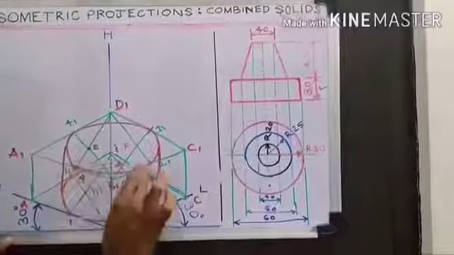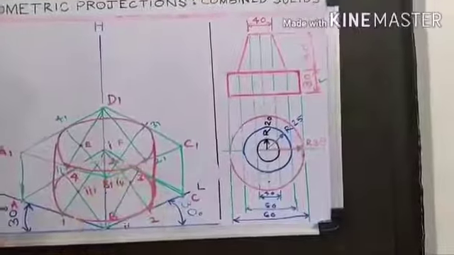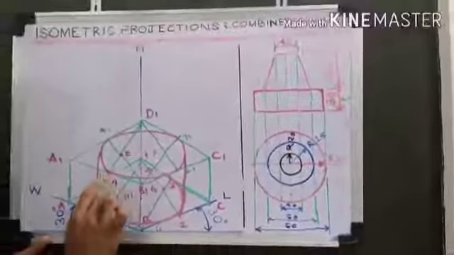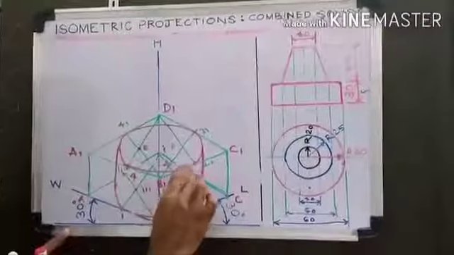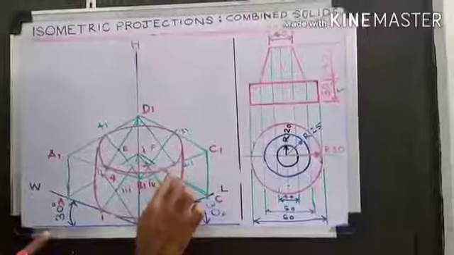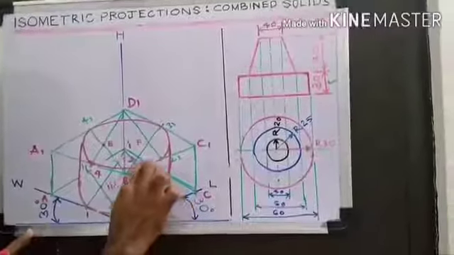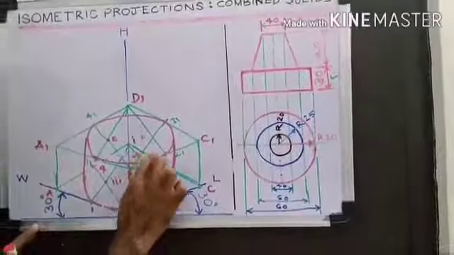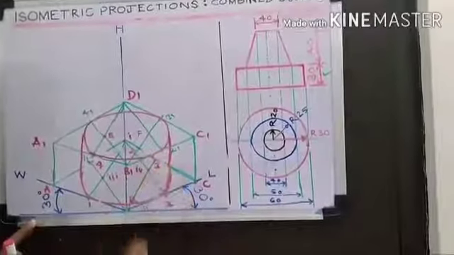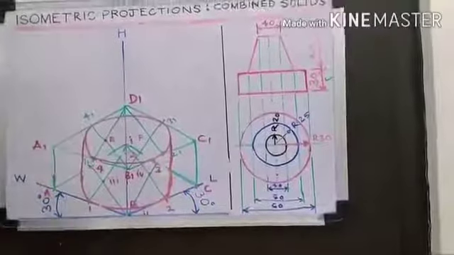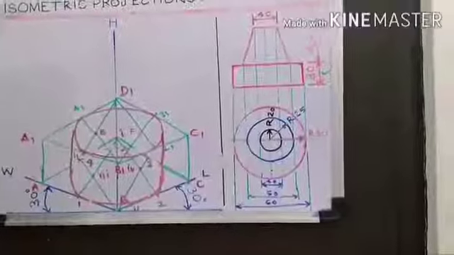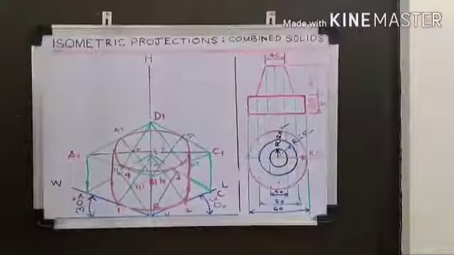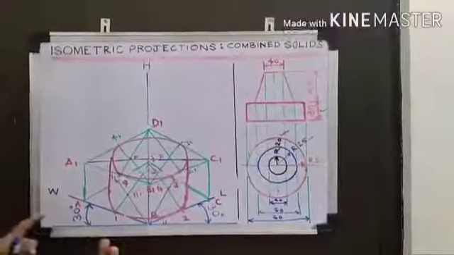Got it? Now, this portion also I'm erasing up to this portion. Got it? Yes. Now you can observe a cylinder portion. Now we got the cylinder.